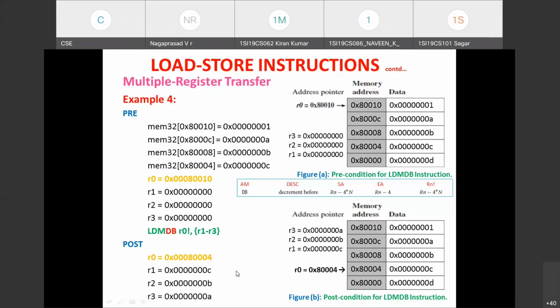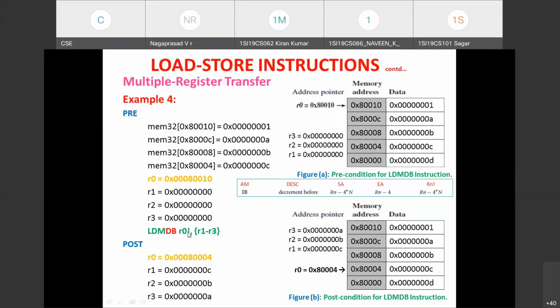So whether it is increment after or increment before, the final address in the base address register will be the same. Similarly, whether it is decrement after or decrement before, the final address held in the pointer register will be the same. You can compare it with the previous value held in R0. But what is the difference you are finding here? In case of decrement after, after fetching the last data, the pointer will be pointing to the next location.